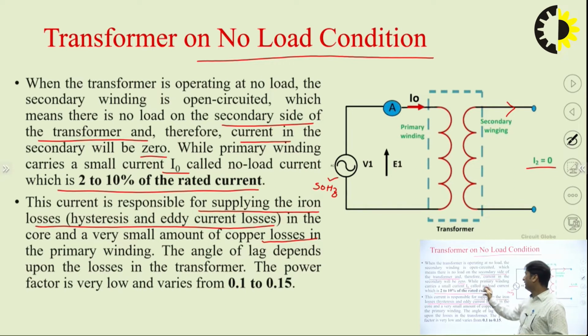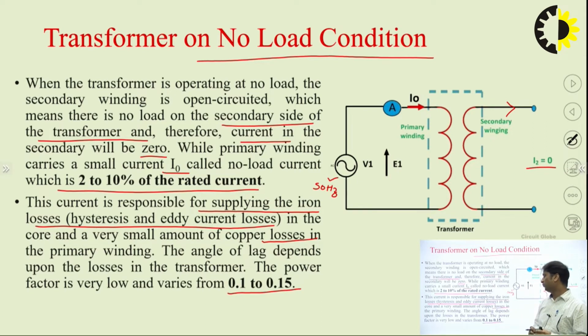So if the current is very low, the copper losses are almost negligible. The angle of lag depends upon the losses. This lag means the angle between the voltage and the no load current, and it totally depends upon these losses actually.